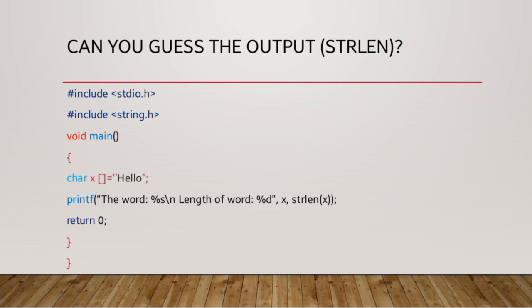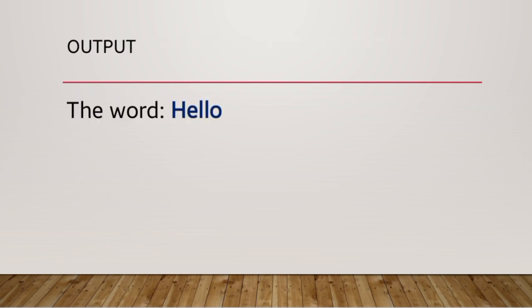Then go to a new line, length of word. The length of word is going to be displayed as a decimal, okay, as an integer. So it is going to display length of word, and the length of my x variable is going to be 5. So return it to me, let me see it. So in fact, my result is actually going to look this way: the word hello and length of word 5. That is how my result is going to look.